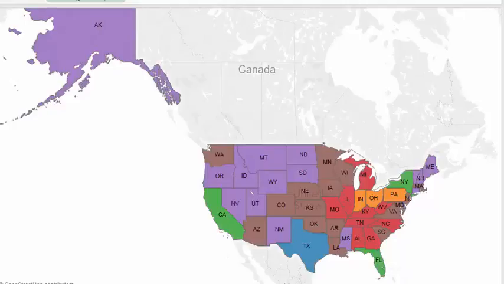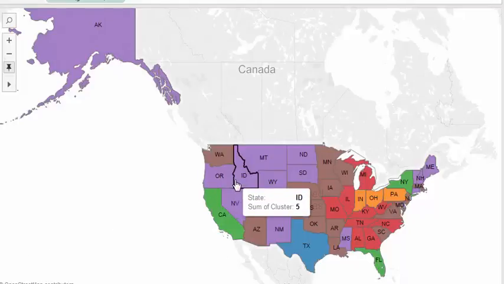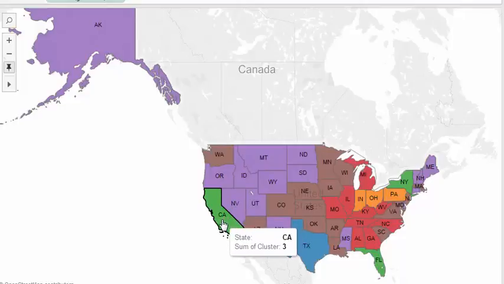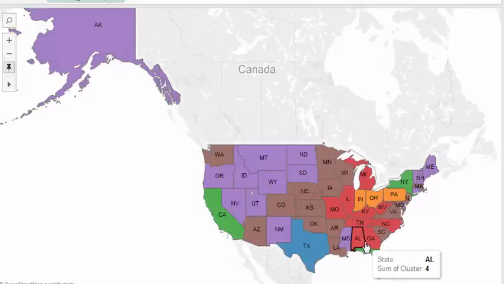Firstly, we have performed cluster analysis for the integrated data set based on various variables present in the data set. After performing clustering, 51 states are classified into 6 clusters. This map shows the clusters formed for various states, with each cluster color-coded.